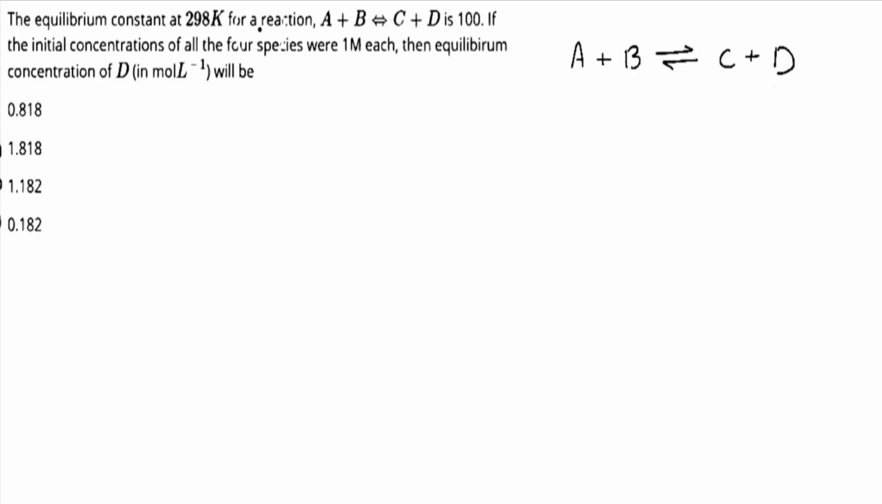So we know that the initial concentration of all the species was 1 molar. So we can write here, at t equal to 0, or initially, the concentration of A is 1 and B is 1, and C is also 1 and D is also 1. So let us say that t is equal to 0, and when equilibrium is reached.